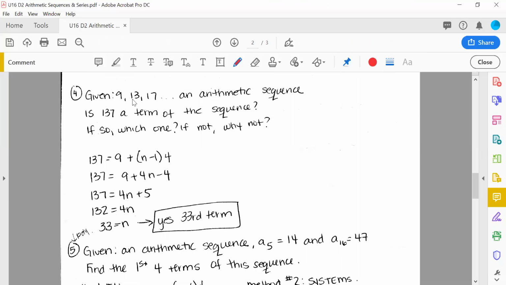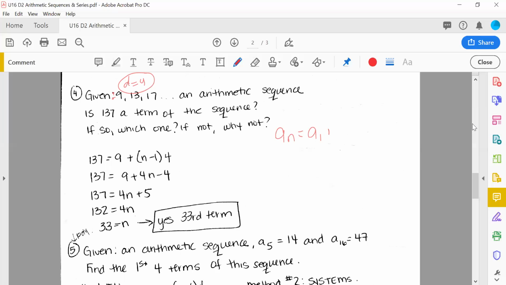Given the sequence, and this is a colon, it's not a negative, 9, 13, 17. All right. So right off the bat, d equals 4. Is 137 a term in this sequence? If so, which one is it? If not, why not? So what I'm going to do is I'm just going to write the arithmetic formula.